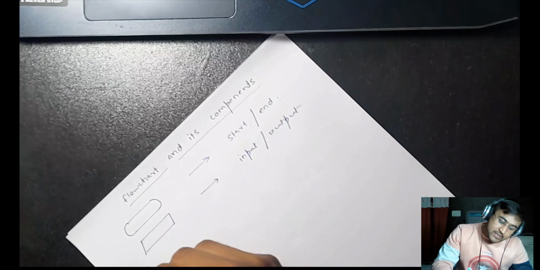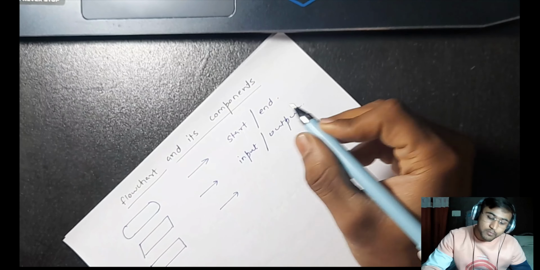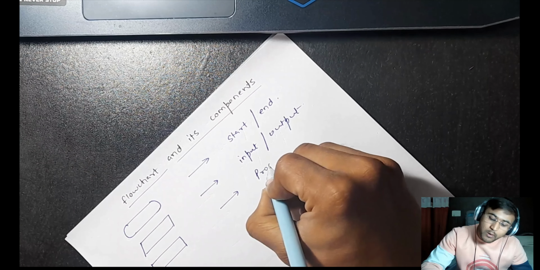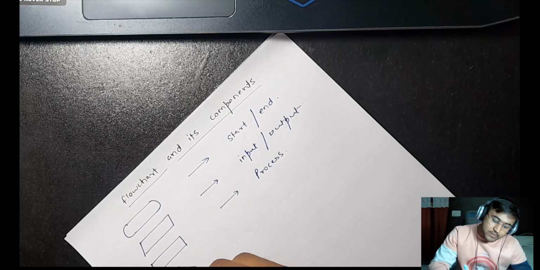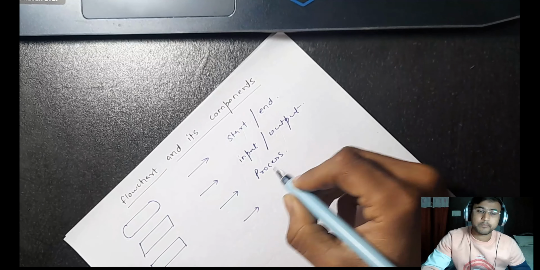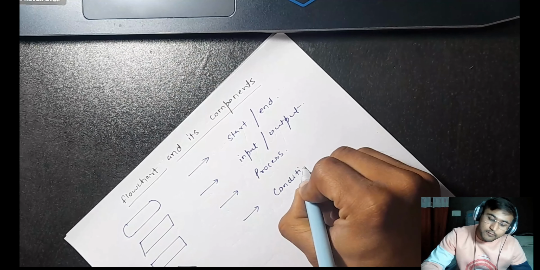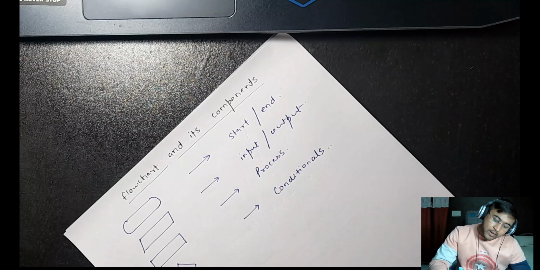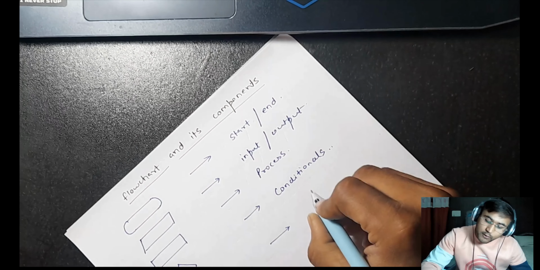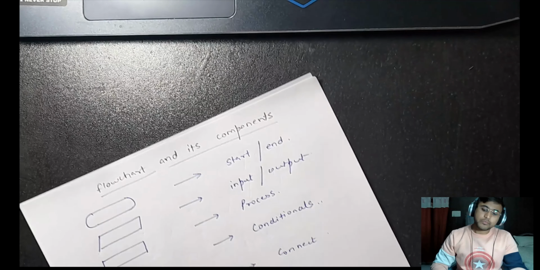And the next component is this rectangle, which is used for processing. So this is our process block. The next component is this rhombus. We use this rhombus for writing the conditional statements. And the next component is these arrow symbols, which we use to connect the components with each other.